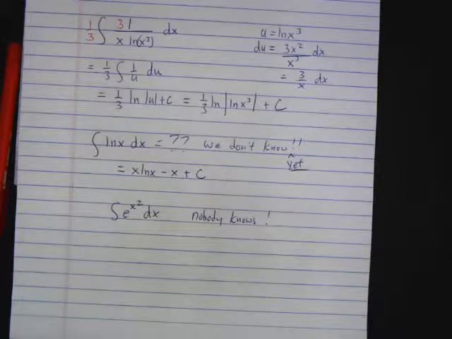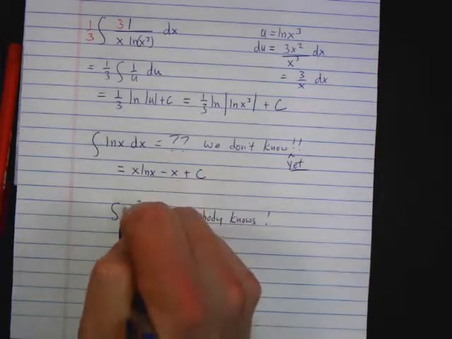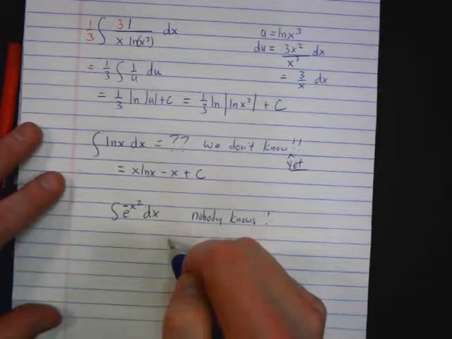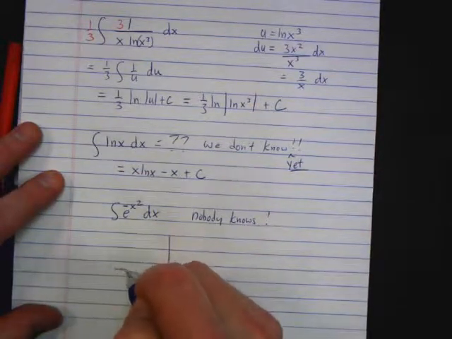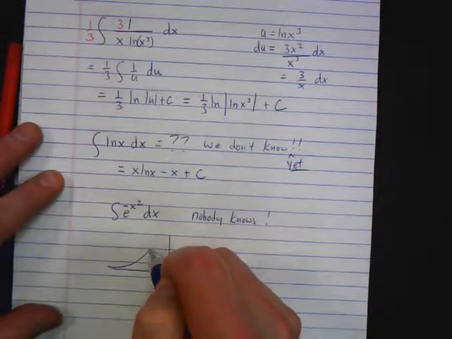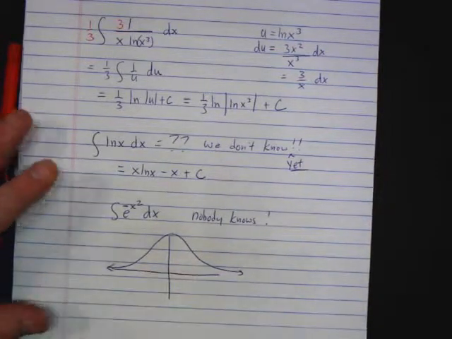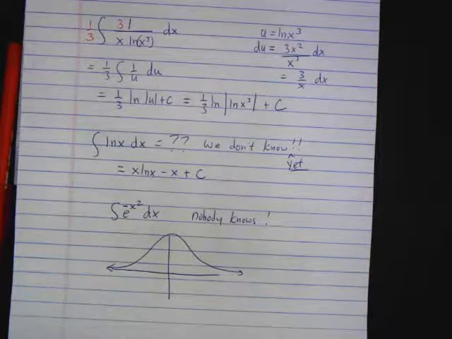I believe you. They might not. And it's kind of unfortunate because if you put a minus sign in front of that, it's still nobody knows. It still doesn't exist. But that's kind of an important function. And what's important about that function is it looks like that. Anybody know what that is? Normal curve. That's the normal bell curve.